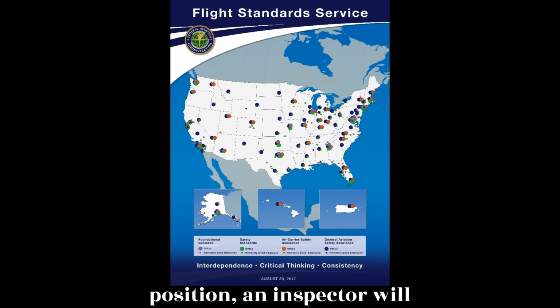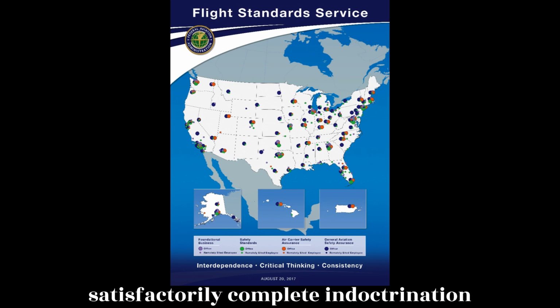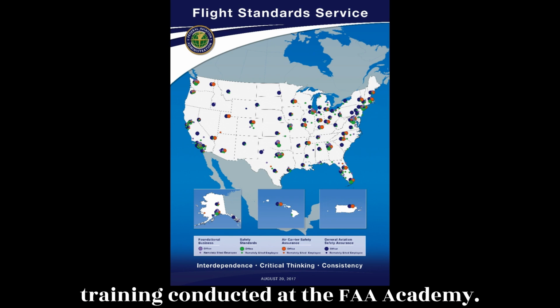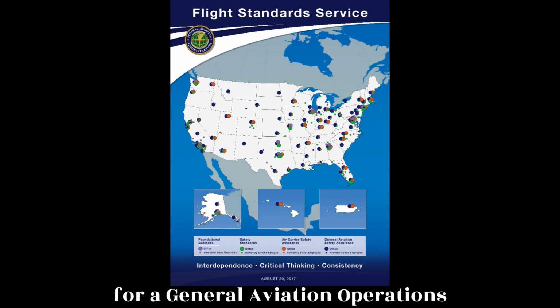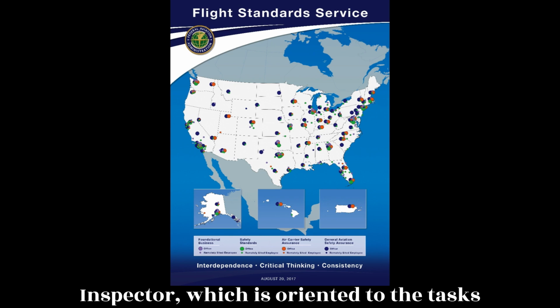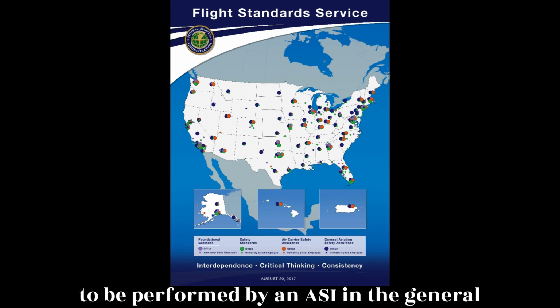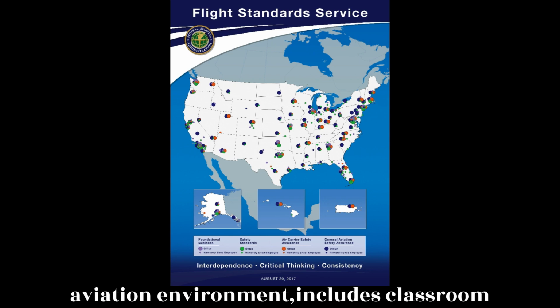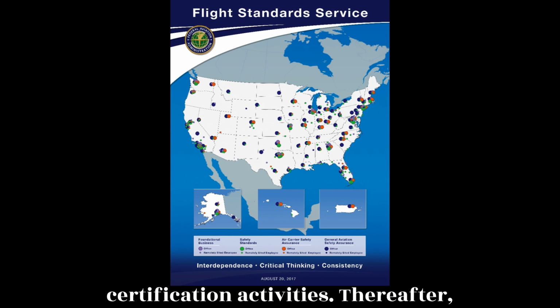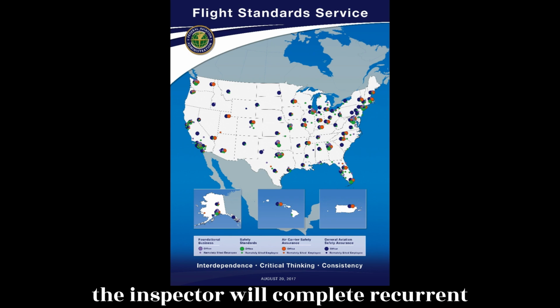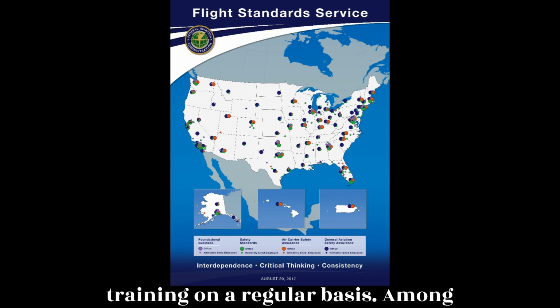General aviation ASIs are highly qualified and experienced aviators. Once accepted for the position, an inspector will satisfactorily complete indoctrination training conducted at the FAA Academy. The indoctrination training coursework for a general aviation operations inspector, which is oriented to the tasks to be performed by an ASI in the general aviation environment, includes classroom and flight training on pilot certification activities. Thereafter, the inspector will complete recurrent training on a regular basis.